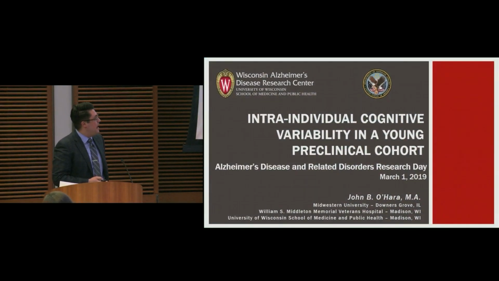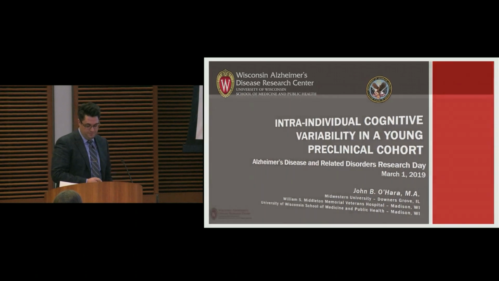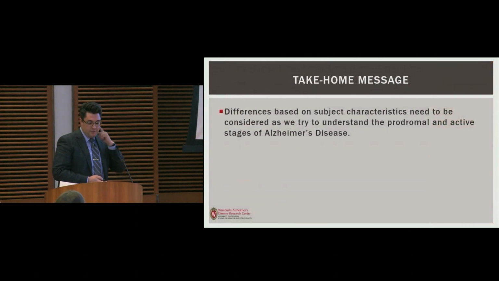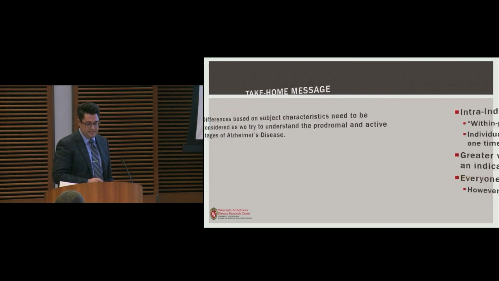Okay, so thank you so much for the opportunity to speak today. I'm going to be speaking about intra-individual cognitive variability in a young preclinical cohort. So the take-home message for today's talk is that differences based on subject characteristics need to be considered as we try to understand the prodromal and active stages of Alzheimer's disease.